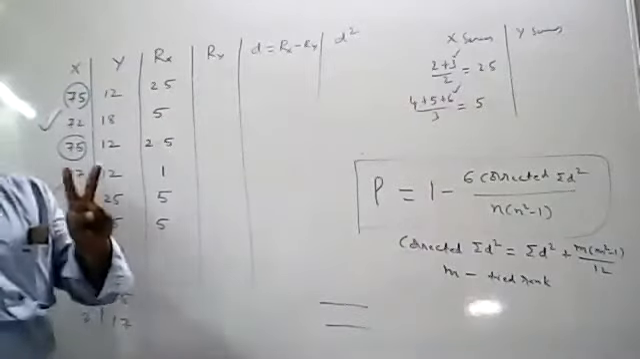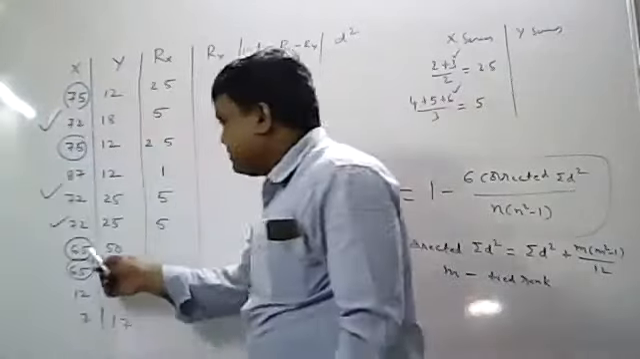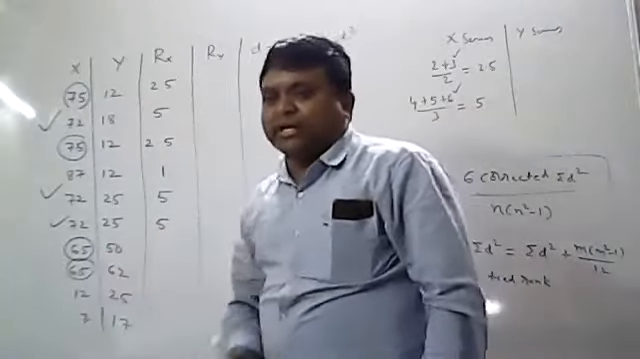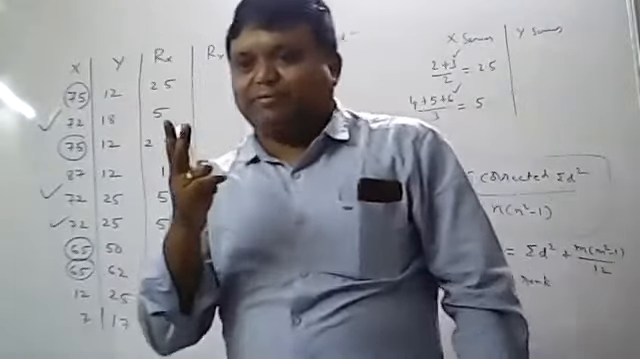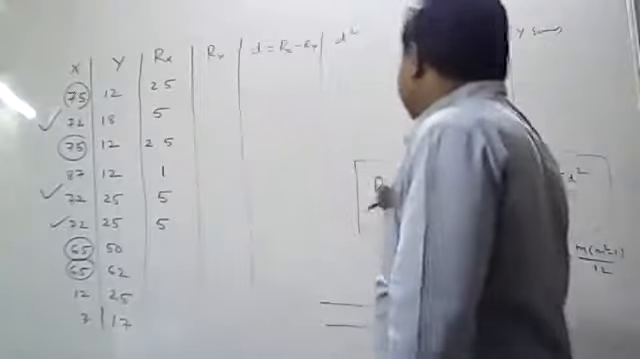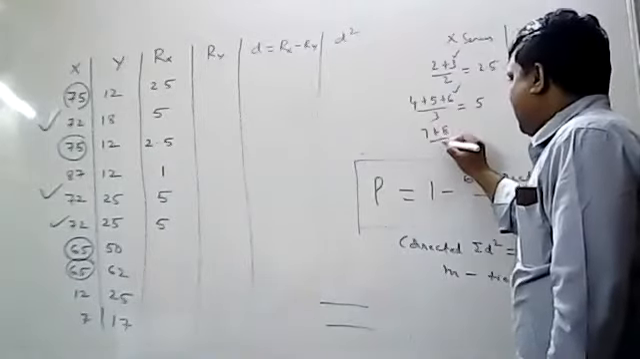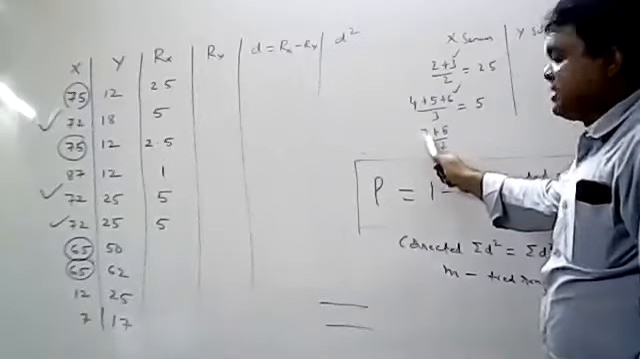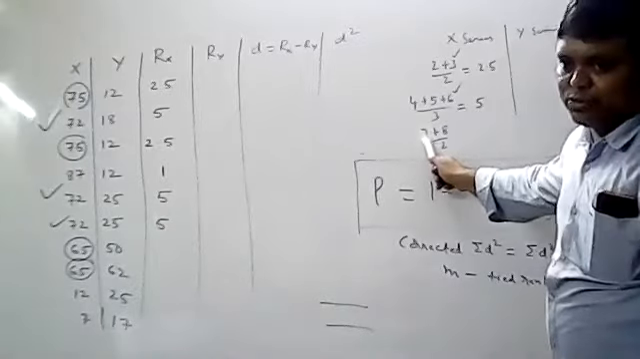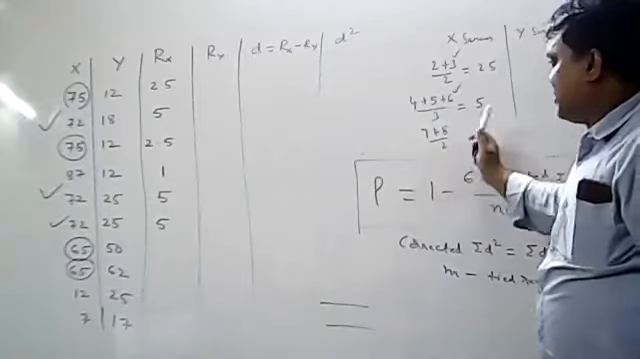Again, for the 7th rank, there is a tie for how many values? I have to assign the 7th rank, but 2 65s are there. So the 7th rank ties for 2 values. Same values are there. Take the arithmetic mean of that. 7 plus 8 by 2, because I have to assign the 7th rank.